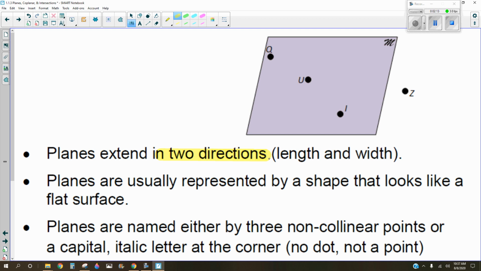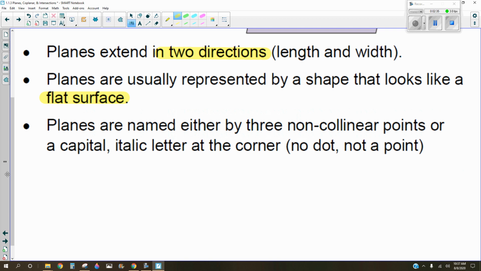Planes are usually represented with a shape that looks like a flat surface. So we usually draw it as one of these tilted squares or rectangles to kind of represent a flat surface like we see in this picture. That's kind of how we draw them in geometry to represent a plane.